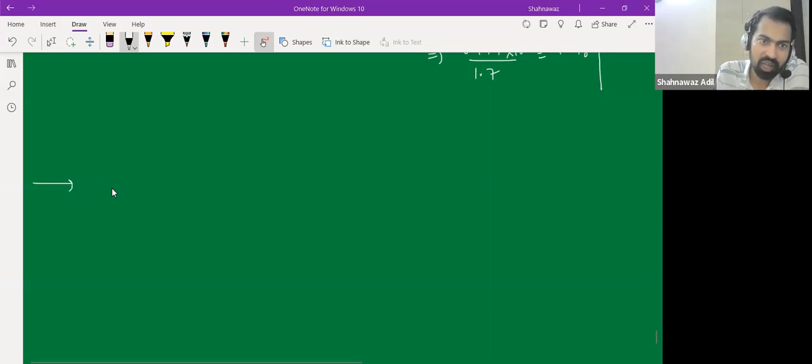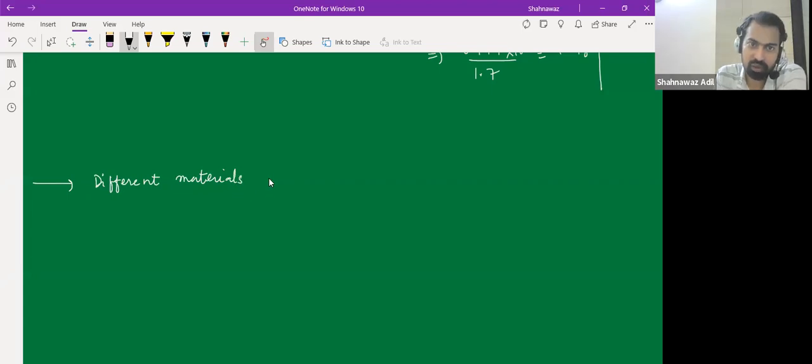Now we have, for a small change in temperature, right? For a small change in temperature, it behaves like a linear equation. But different materials show different variation of temperature dependence.